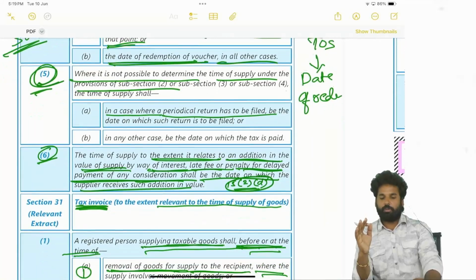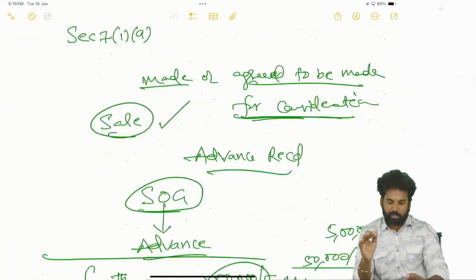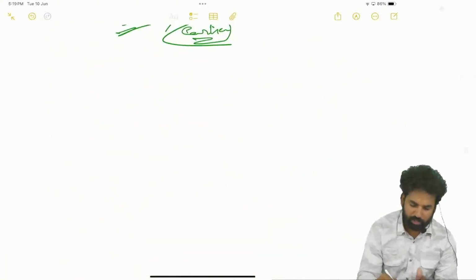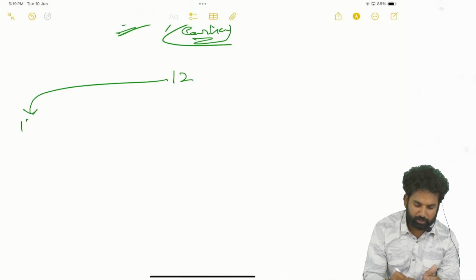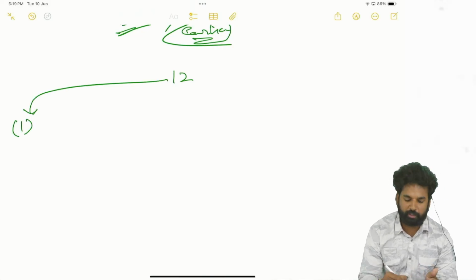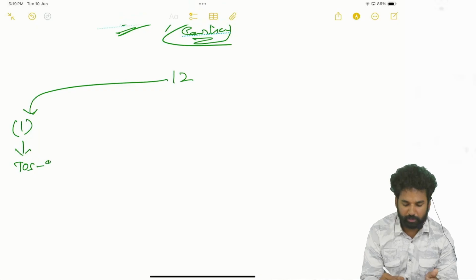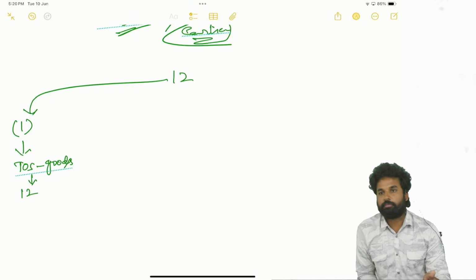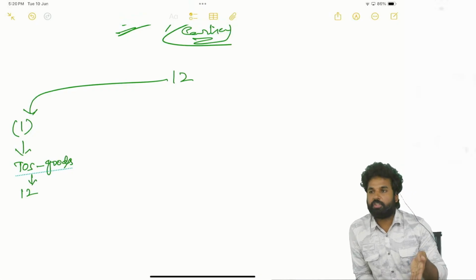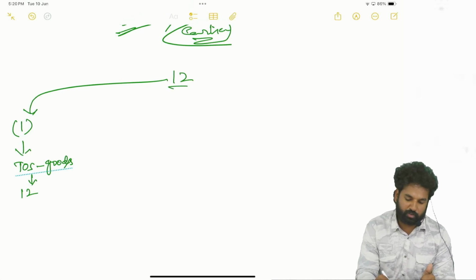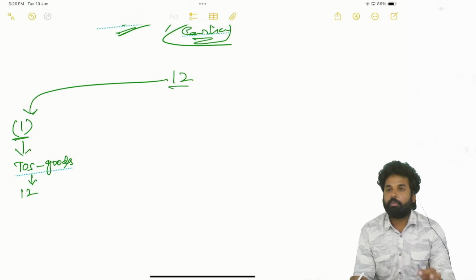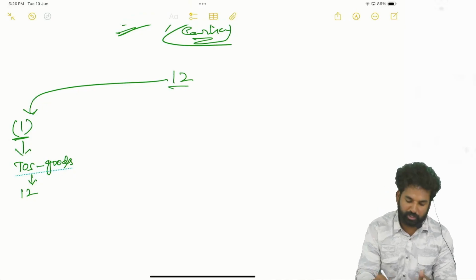Time of supply with respect to goods. In this we have discussed the character of section 12. Under this, subsection 1 is there. What is subsection 1 telling? The time of supply with respect to goods will be determined as per section 12. So section 12, subsection 1 is telling that the time of supply of goods will be determined as per section 12.